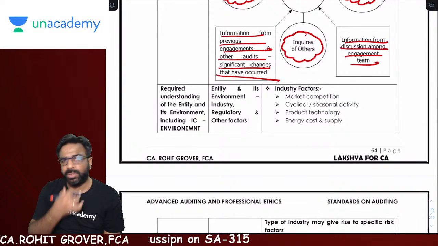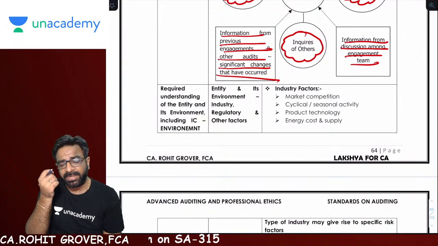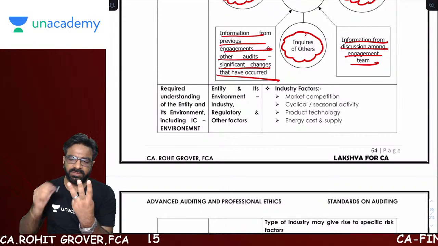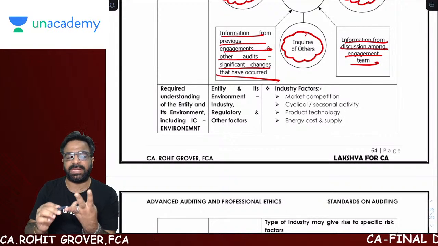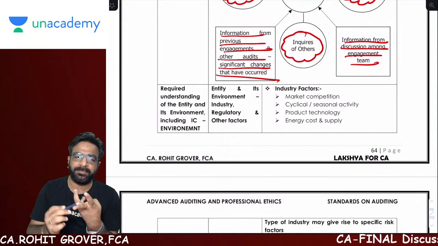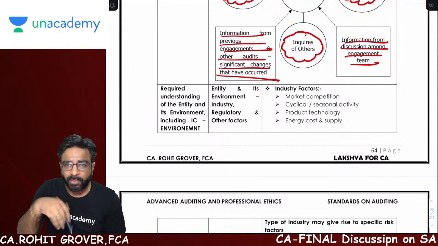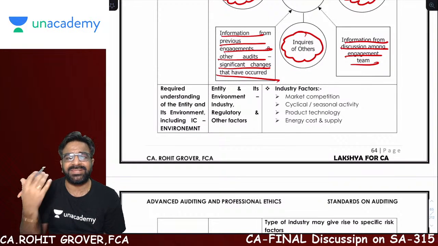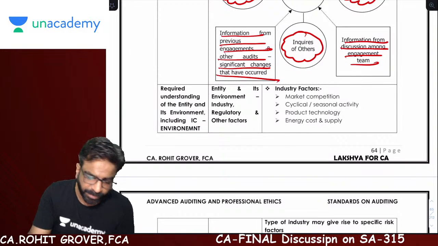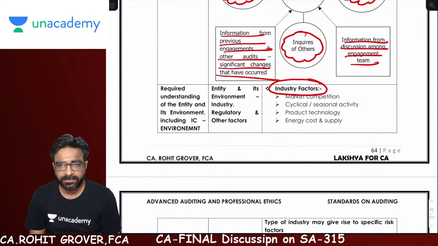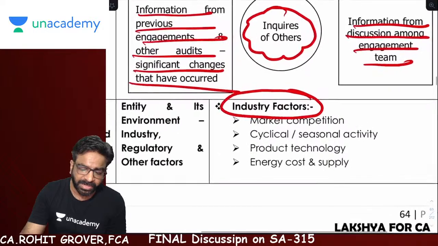Now, I already told you that to understand the risk of material misstatement level of the entity, you have to understand 3 things. What are the 3 things? Internal control systems of the entity, the entity itself, and the environment in which the entity operates. Now, how can we understand the entity and its environment? The first thing we should know about is the industry factors.